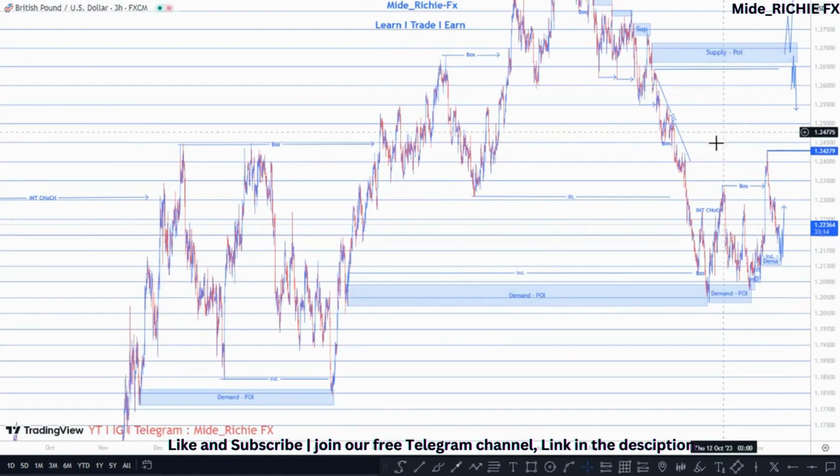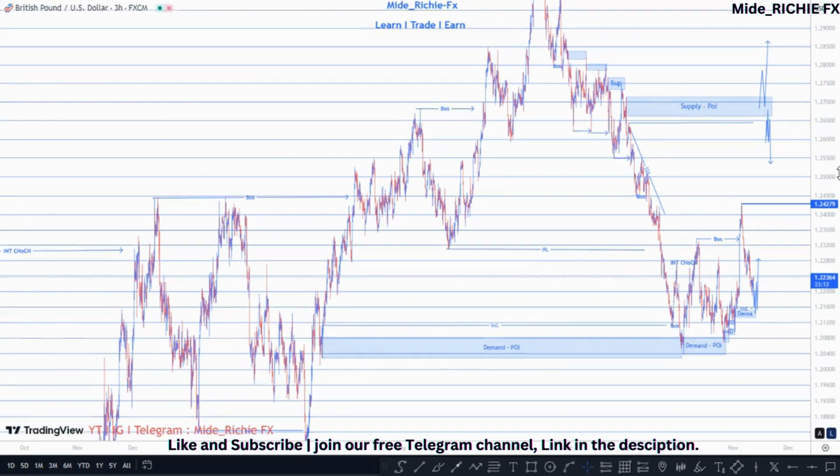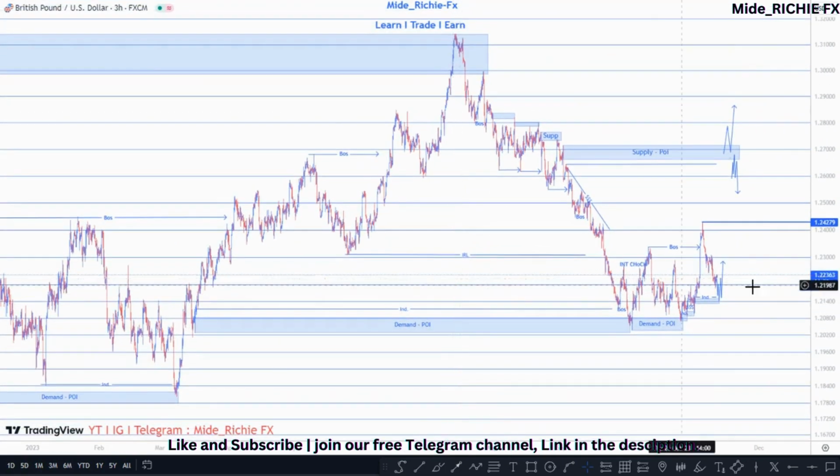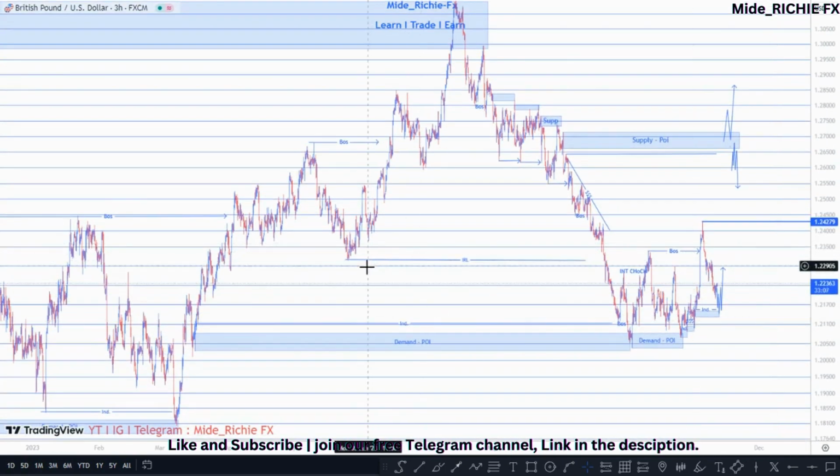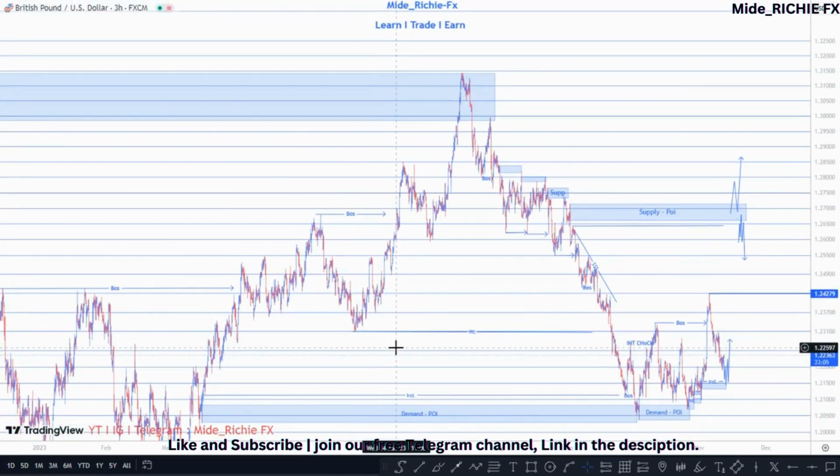So now, why do I have this point of interest marked out? You guys can see, earlier I explained that this point right here might be a change of character or an internal liquidity, as you guys can see. So now let's consider this as a change of character.